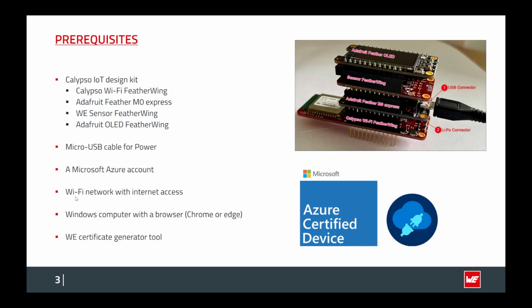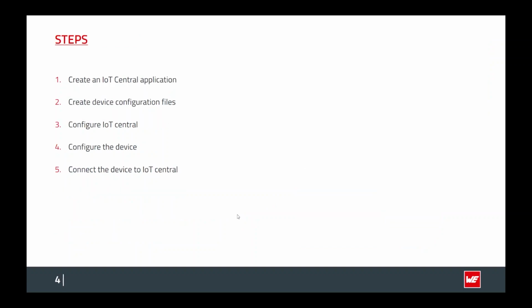We, of course, would require a Wi-Fi network with internet access, as well as a Windows computer with a browser, preferably Chrome or Edge. Würth Elektronik also provides the certificate generator tool on request, and it is necessary to have this tool up and running to go through the demo.